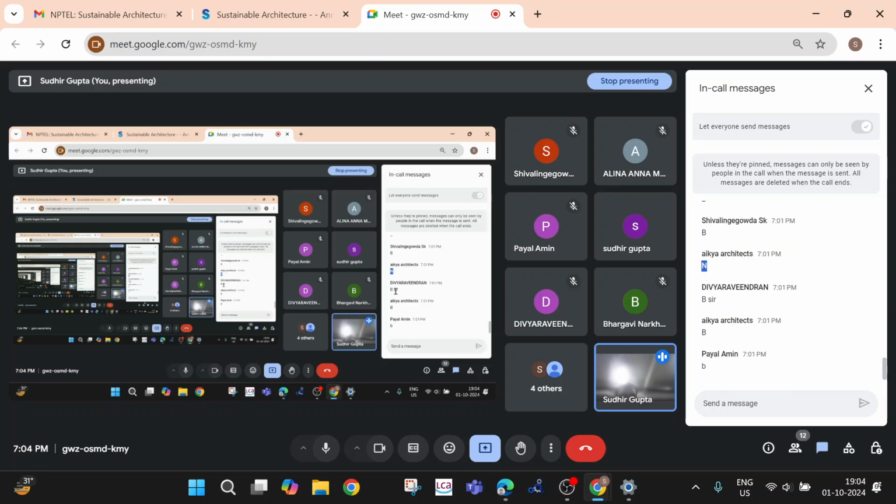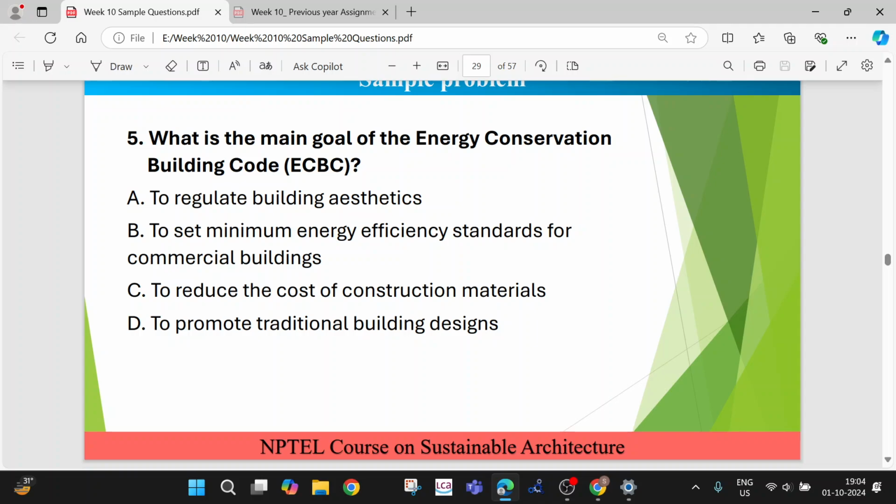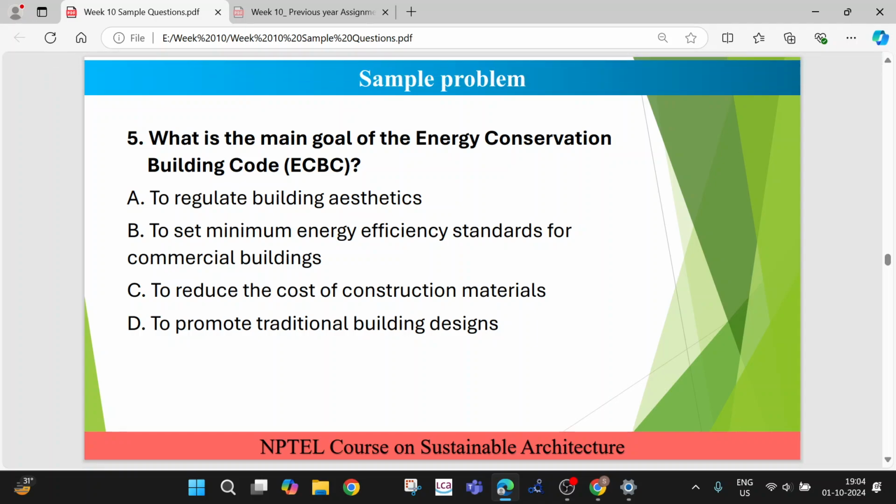So, B, fine. All of you are saying that the main purpose of the ECBC was to set minimum energy efficiency standards for commercial buildings.